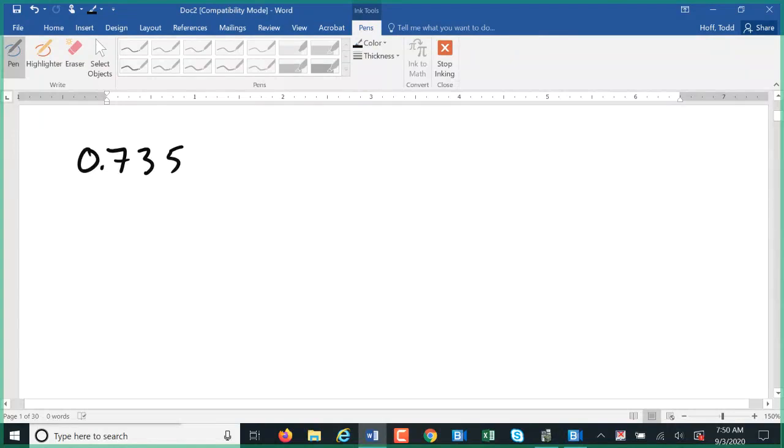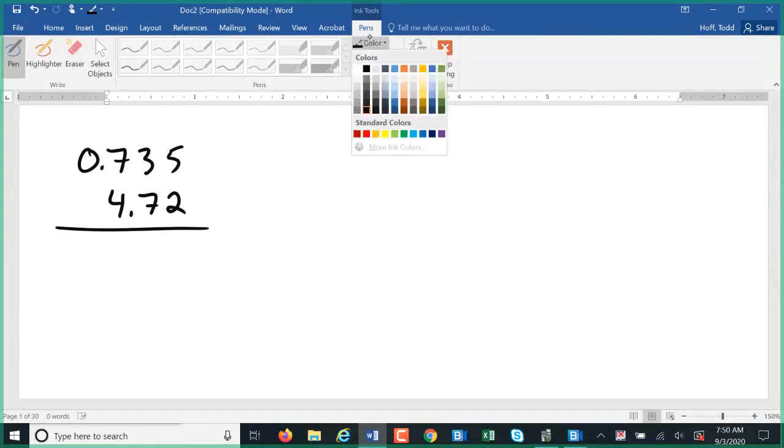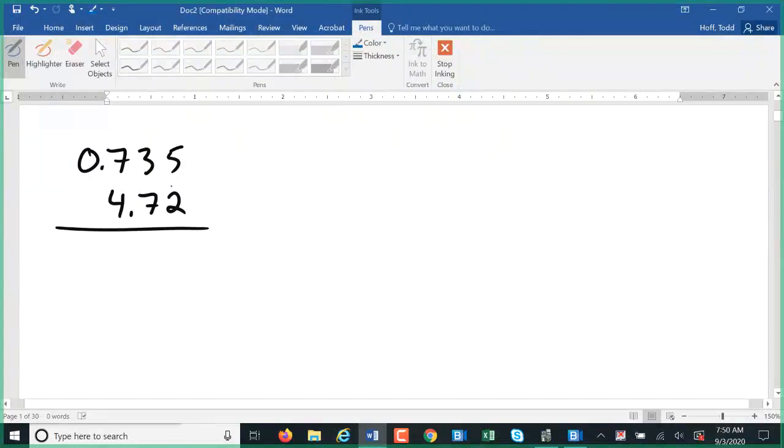So 0.735 times 4.72. Again, I'm going to start with the last digit of the bottom number. 2 times 5 is 10, so that's 0, carry the 1. 2 times 3 is 6, plus 1 is 7. 2 times 7 is 14, so that's 4. There's no digit to carry the 1 to, so we just move it over to the next space.